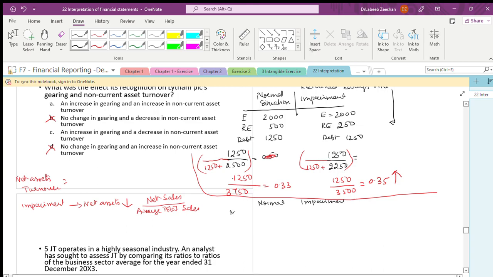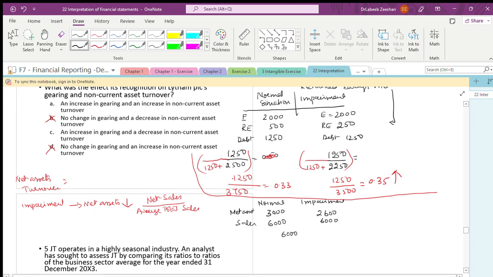Net assets. How much is the net assets going to be? Assume 3000. With impairment, net assets going to be how much? 2600. Assume sales is going to be 6000. Sales will remain the same. Now you apply the formula.